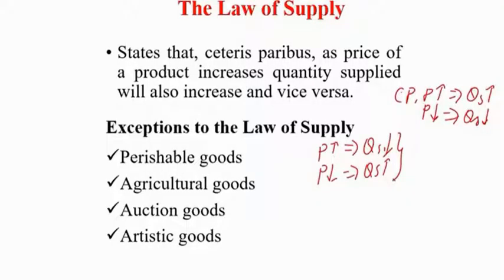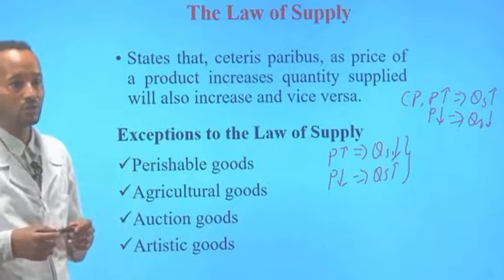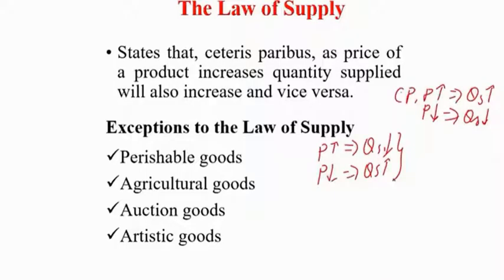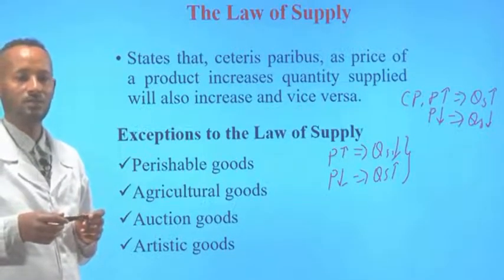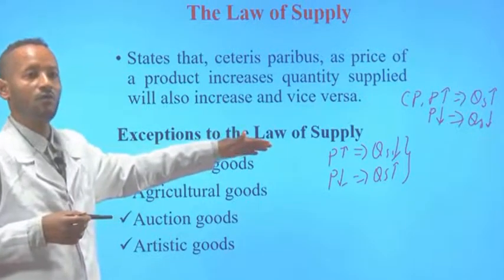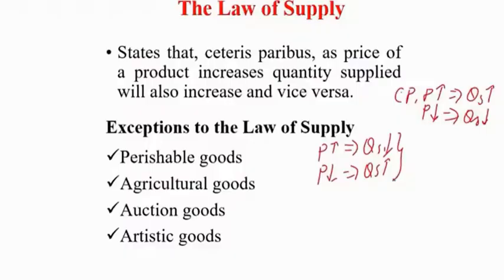For example, one of the exceptions to the law of supply is perishable goods. Perishables are those goods that we cannot use for a long period of time, or those goods that lose their value while we use them for a long period of time, or that we cannot store for a long period of time. For example, banana, orange, tomato, all these are considered as perishables. So with the rise in the price of perishables, the quantity supplied may not increase, or with the fall in the price of perishables, the quantity supplied will not decline.